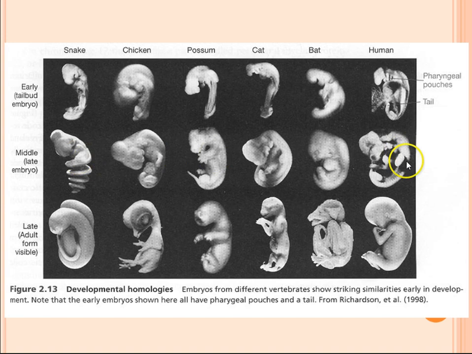And in the middle form, you're starting to see some really striking differences. But look at this early development right here. This is really just very striking at how similar they are. Okay, there's our little tail, and there's our pharyngeal pouches, which are reminiscent of gills.